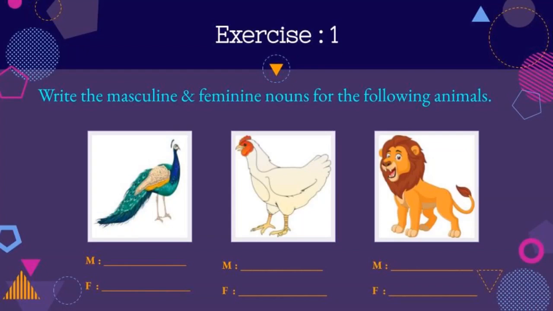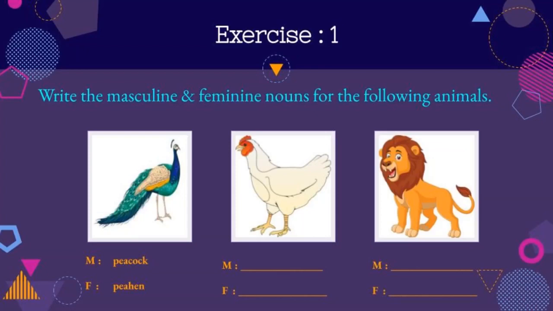Yes, peacock is masculine only. It's a male animal. So write the first answer as peacock. P-E-A-C-O-C-K, peacock. Peacock is a male animal. Then what about feminine? Yes, the feminine name is peahen, P-E-A-H-E-N. The male name is peacock and the feminine name is peahen.